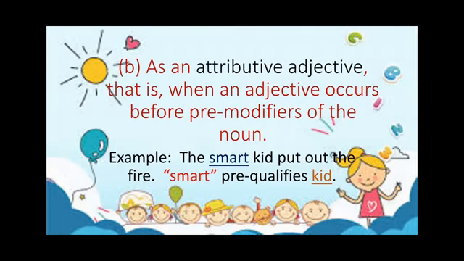Number two, as an attributive adjective. That is, when an adjective occurs before, as a premodifier of, the noun. You can see in the sentence, the smart kid put out the fire. Smart pre-qualifies kid.